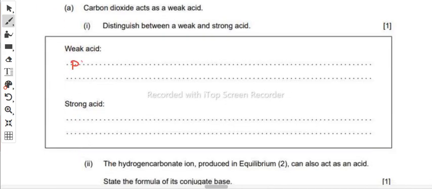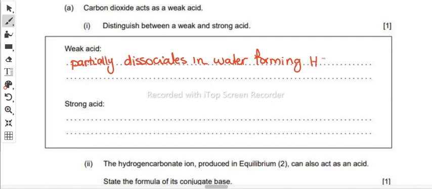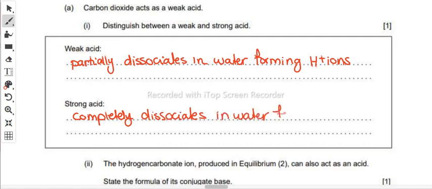Definitely you're going to write that a weak acid partially dissociates in water, forming H positive ions, but in the case of a strong acid it completely dissociates or ionizes in water, forming the hydrogen ions.